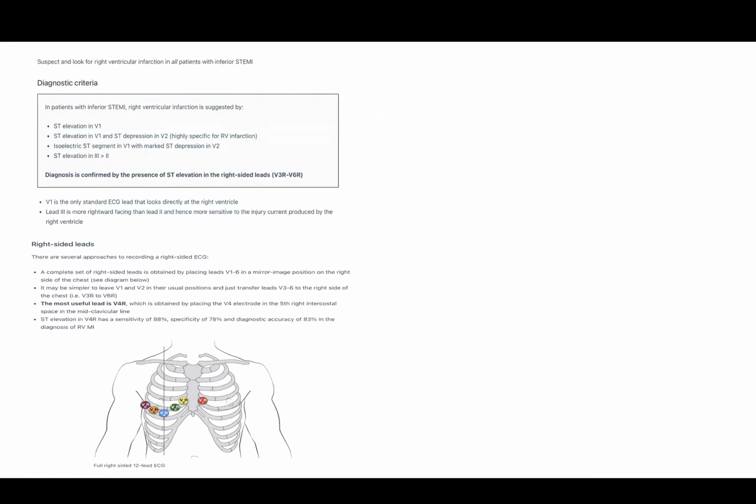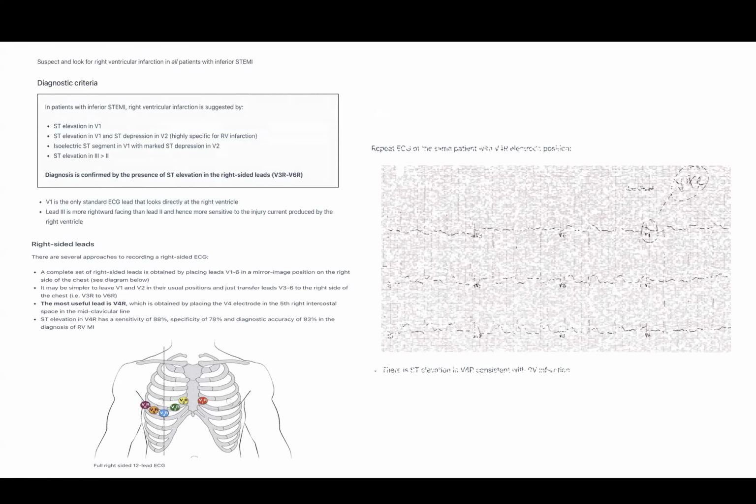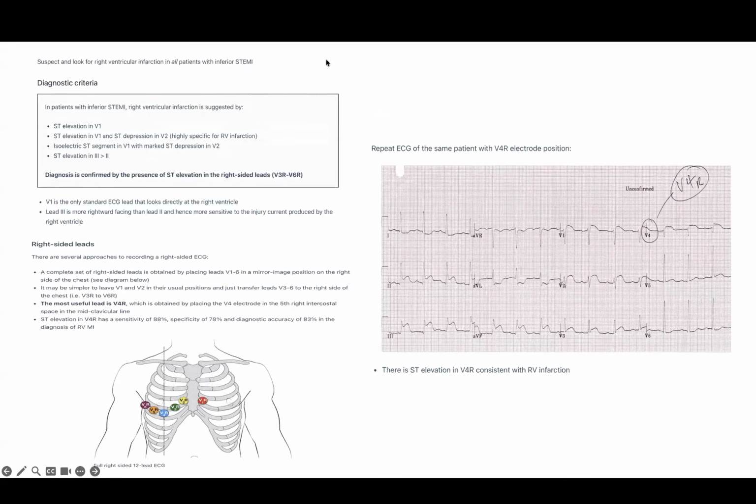ST elevation in lead 3 more than lead 2. So this needs to be confirmed by right-sided lead placement. The most useful lead that they say is the V4R. The repeat ECG of the same patient with the V4R electrode showed ST elevations. So that's supposed to be consistent with an RV infarction.